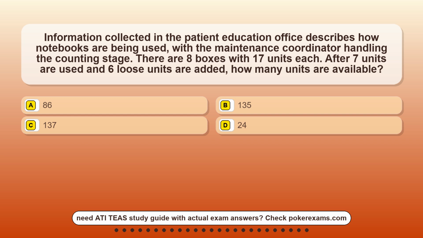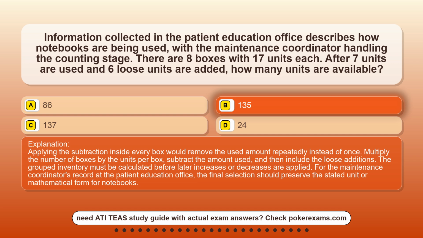Option A, 86. Option B, 135. Option C, 137. Option D, 24. The correct answer is option B, 135. Applying the subtraction inside every box would remove the used amount repeatedly instead of once. Multiply the number of boxes by the units per box, subtract the amount used, and then include the loose additions. The grouped inventory must be calculated before later increases or decreases are applied.